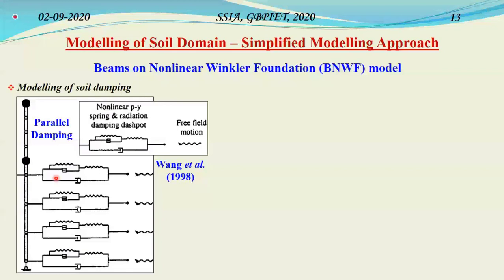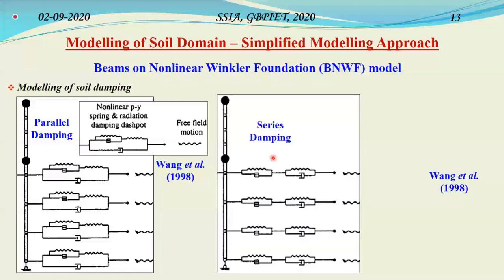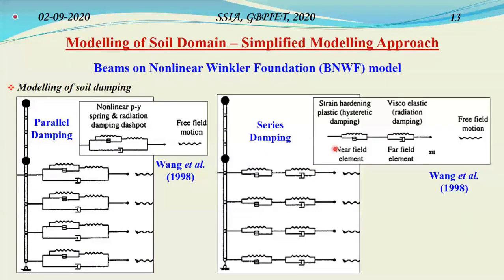The other way of doing it is series damping. Here a Saint Venant element and a spring element are in series with a spring element and a viscoelastic element. In this case, the first element is considered the near field element, which helps in tackling the strain hardening plastic or hysteretic damping, or the material damping. And the far field element, which is the viscoelastic element, helps in tackling the radiation damping.